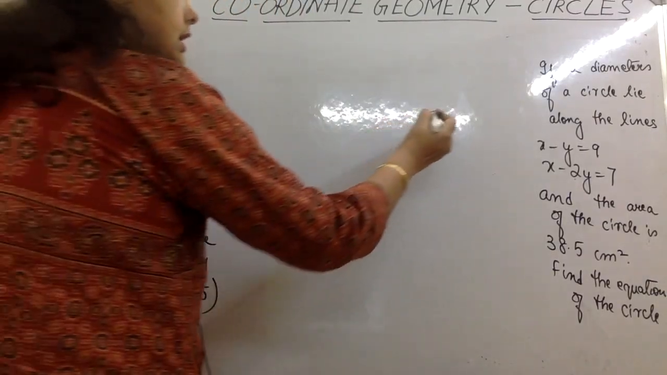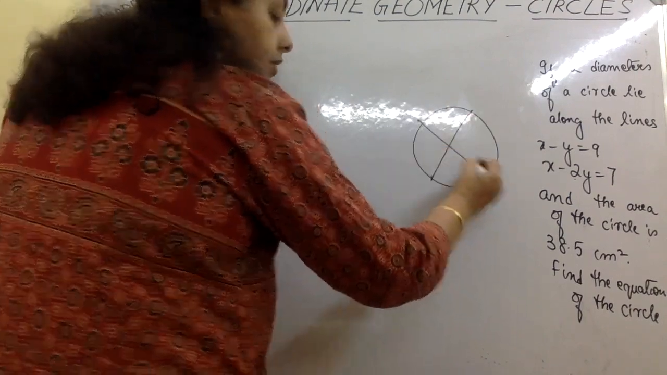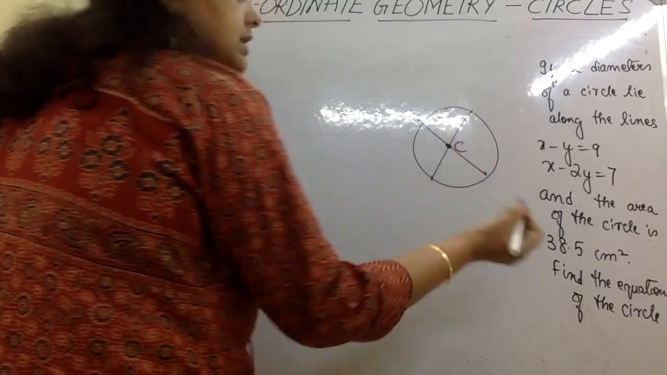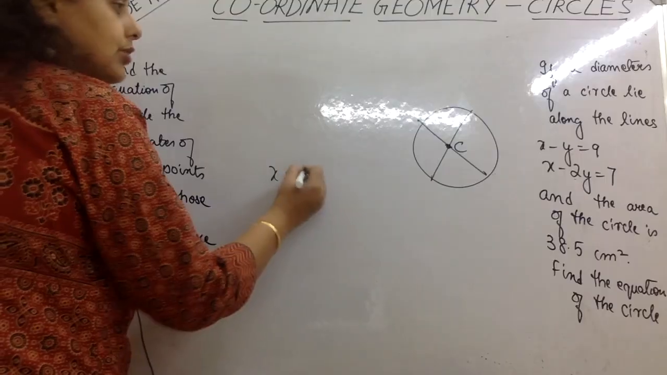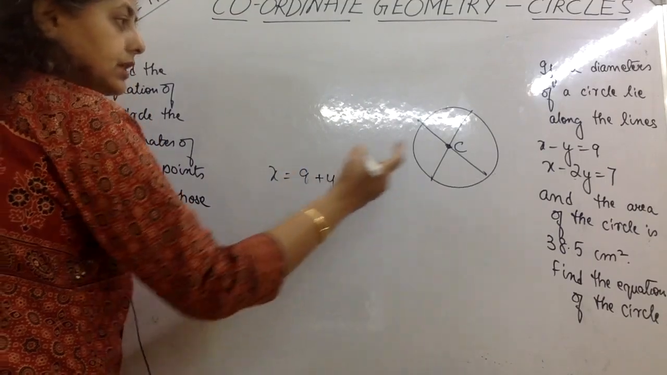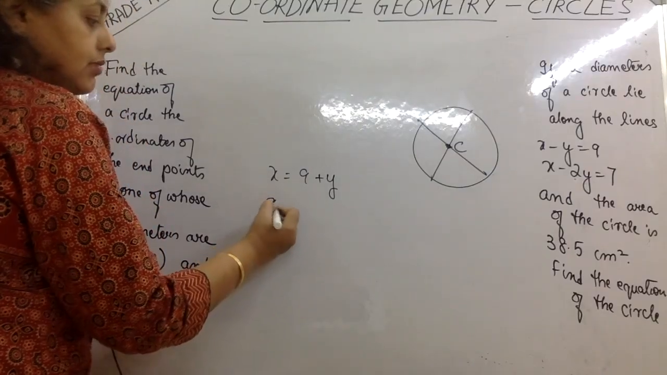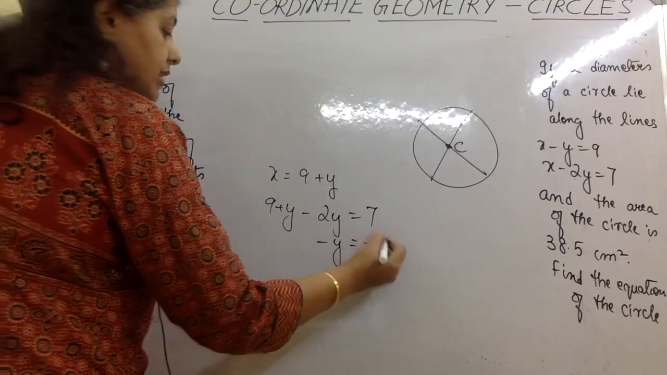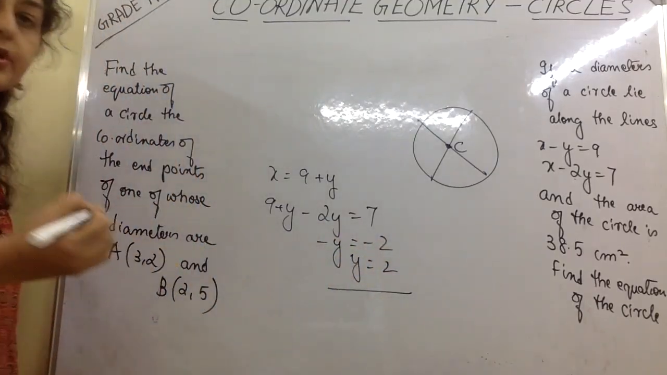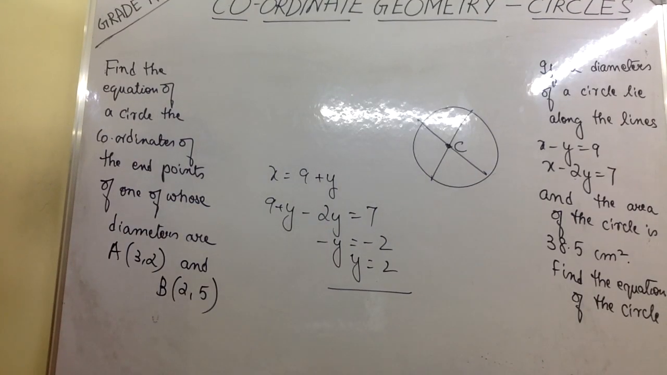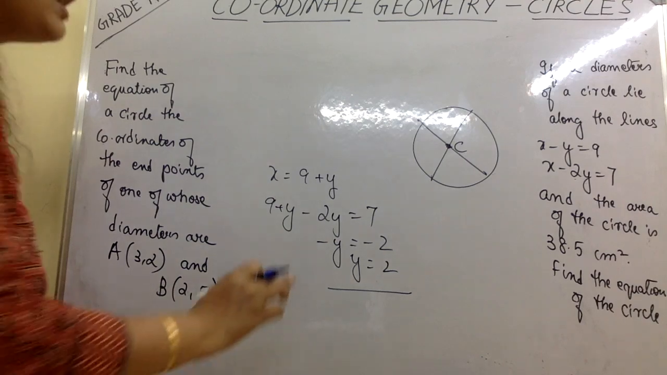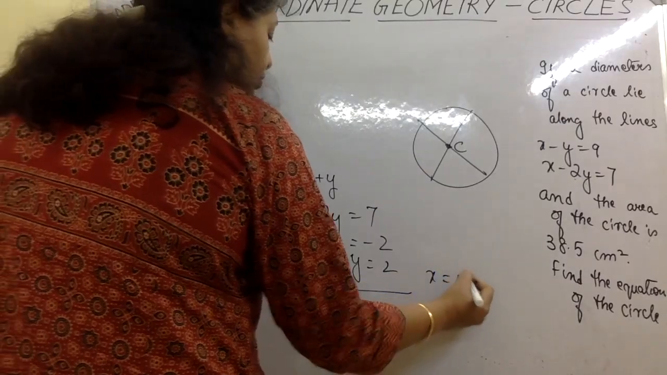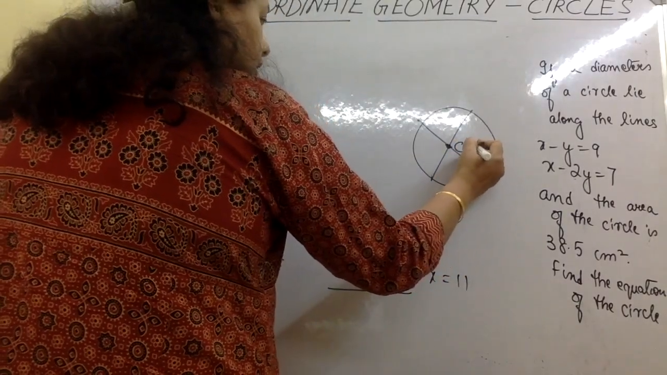So the two diameters' equations are given. Now the point of intersection of the two diameters will give us the center, isn't it? So x is equal to 9 plus y, I can write that. In this equation, if I substitute, 9 plus y minus 2y is equal to 7. So minus y is equal to minus 2, y is equal to 2. If I put y is equal to 2, then x is equal to 11. So the center becomes (11, 2).